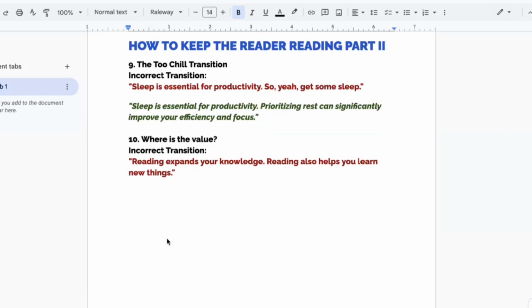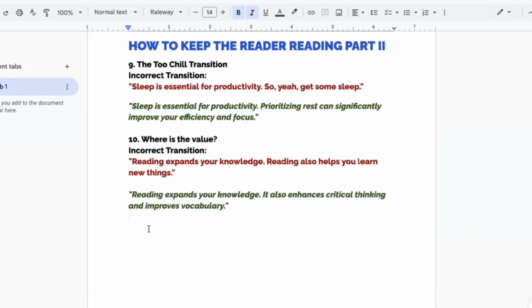So you correct that by adding some value. Reading expands your knowledge. It also enhances critical thinking and improves your vocabulary. You see how that was so summed up perfectly with that second sentence? That's what you want to do. Tell the reader how. Tell them why. And that is how you keep your reader on the page, keep them turning pages by having these tight transitions.